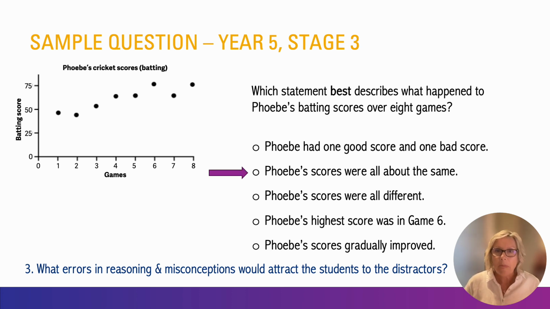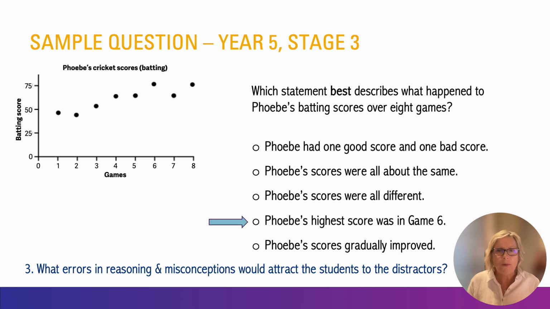The second one could have been a translation error. Students may have incorrectly assumed that achieving scores in the range 80 to 150 is close enough to call about the same. Phoebe's scores were all different. A possible comprehension error. Students may have interpreted the data incorrectly.